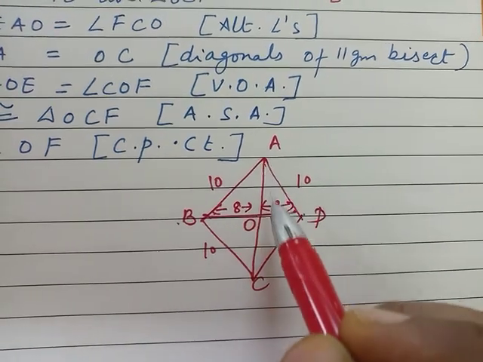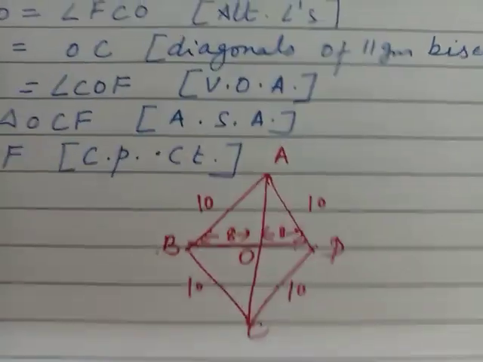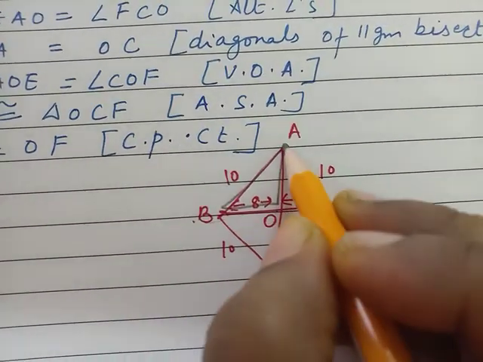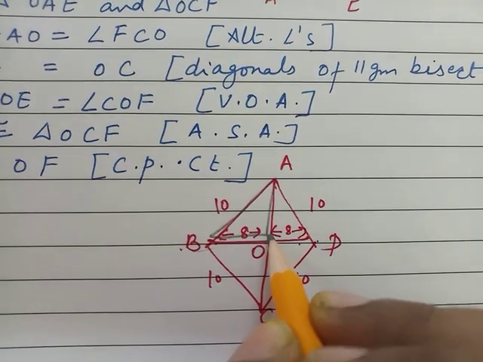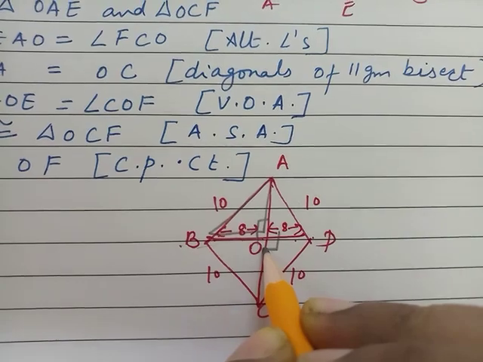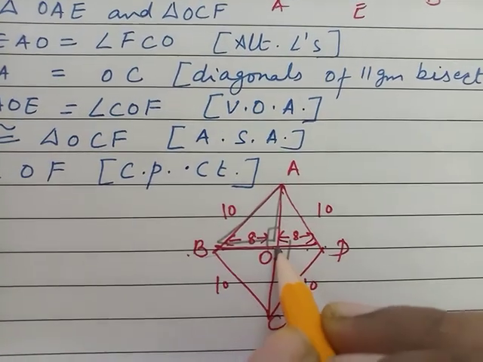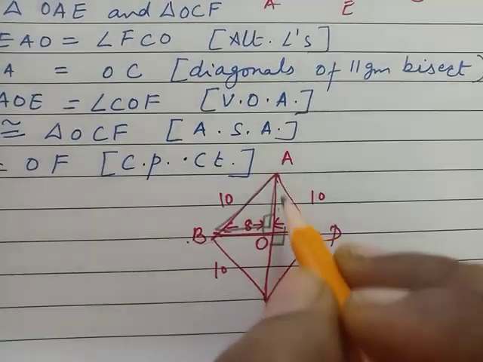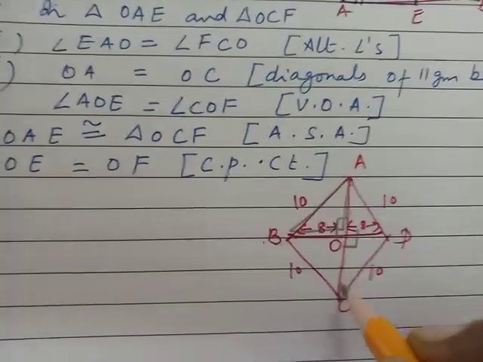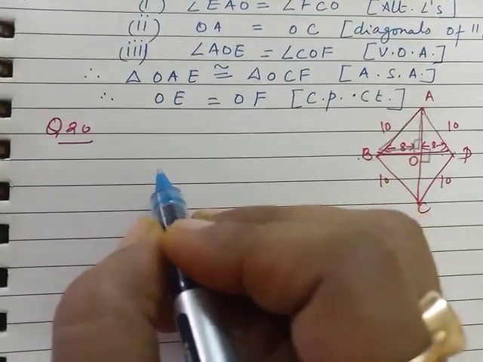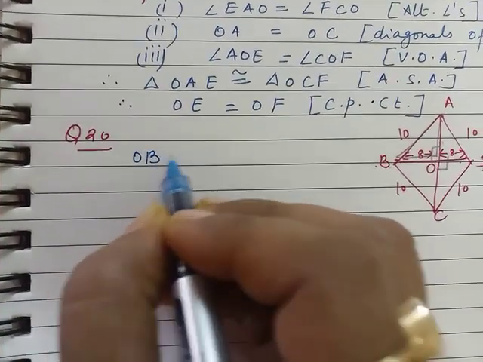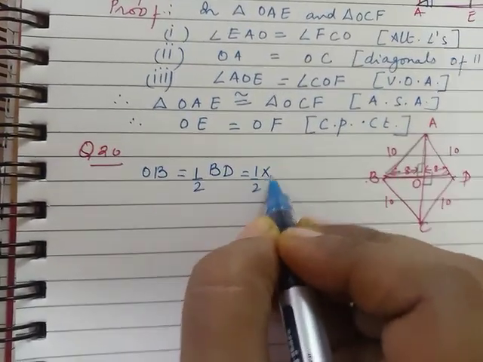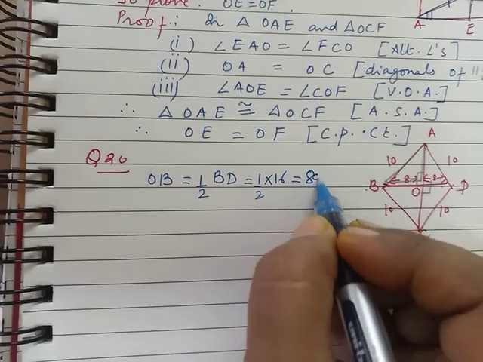Now I calculate the measure. I consider triangle AOB. This is 10, this is 8. Can we calculate OA using Pythagoras theorem? Because we know the diagonals intersect at 90 degrees. So we'll calculate OA. The moment we calculate OA, we'll double it, since OA and OC are equal, and we'll get the other diagonal AC. So how are we going to write? OB is equal to half of BD, that is half of 16, that becomes 8 centimeter.